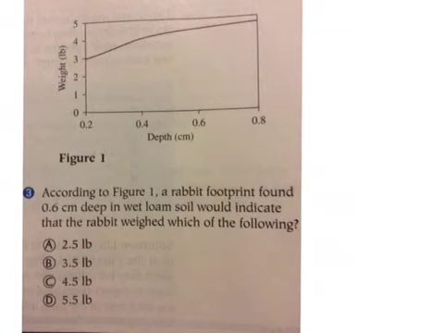Okay, I'm going to do this really fast. Mr. Withers tells me I'm too long-winded, so here goes. If we look at this graph, right, we need weight and we need depth. According to figure 1, a rabbit footprint found 6/10 centimeters deep in wet loam soil would indicate that a rabbit weighed which of the following? Hey kids, do you know what wet loam soil is? Doesn't matter. Let's just see what it says. 0.6 was our number. If we go up to 0.6 and we come across, our rabbit weighs, hopefully you said C, 4.5 pounds. Don't get lost in the vocabulary.